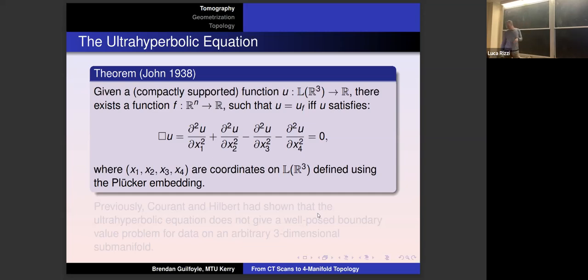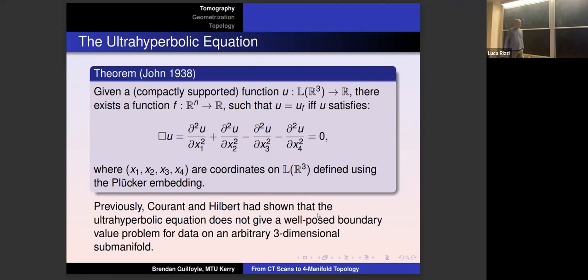But one of the things that unfortunately worked against it was that Courant and Hilbert, in the first edition of their classical mathematical physics, showed that the ultra-hyperbolic equation does not have a well-posed boundary value problem for data defined on an arbitrary three-dimensional submanifold of the space of lines.